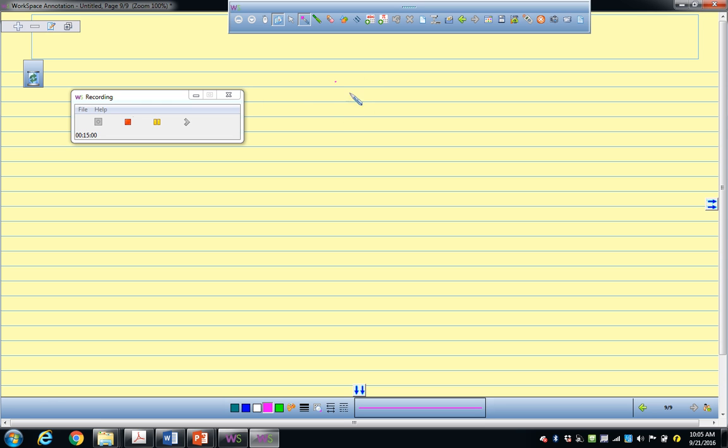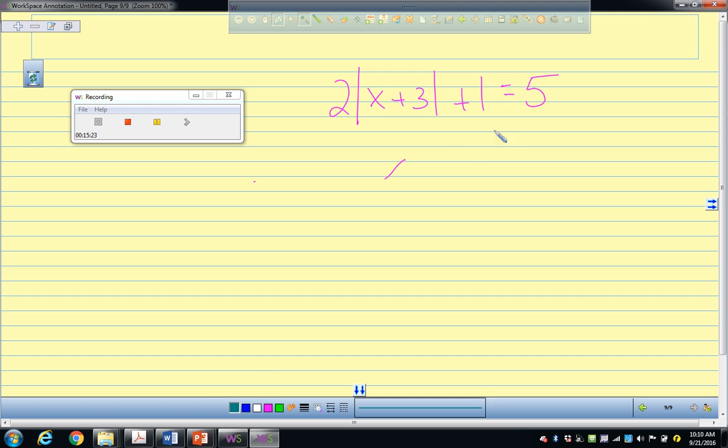Where it should be. 2 times x plus 3 absolute value plus 1 equals 5. 5 works. Okay. So for the viewers at home, we got x equals -1 or x equals -5, and I'll let you try that.